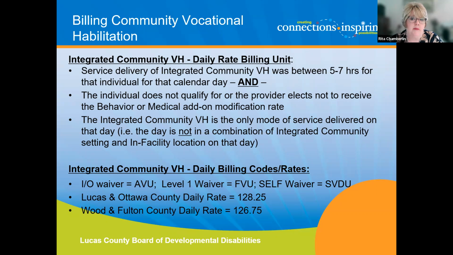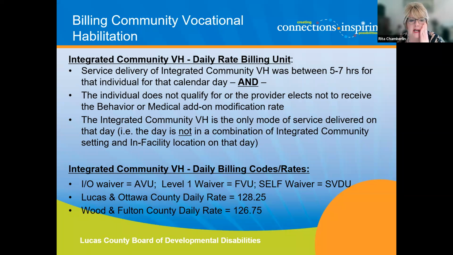If you were doing a combination of things, where it's a combination of vocational habilitation and ADS in the community, or you're doing part of the day in community, part of the day in facility, you're going to have to 15-minute bill both of those services for the day, or all of those services for the day. Your billing codes for that are going to be very similar to the community day hab. It's going to be the AVU, FVU, or SVU.